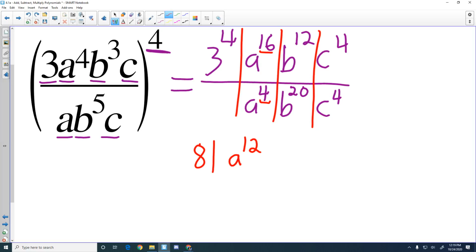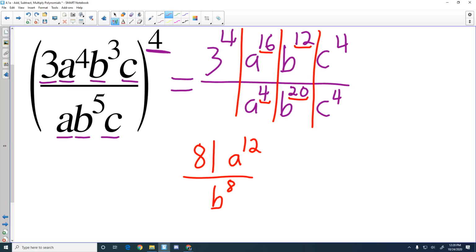Now go to the b's. Where are there more b's, top or bottom? Well, there are more b's on the bottom in the denominator, so I'm going to put b in the denominator of my simplified answer. And how many more b's are on the bottom? Well, that would just be 8. You're comparing a 20 to a 12, and that's 8 bigger on the bottom, 8 more on the bottom.